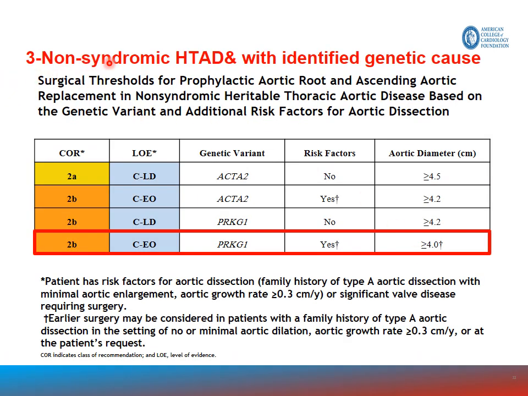What about non-syndromic HTAD with identified genetic causes? We have many indications according to the genetic variant, but the cutoff value could be as low as 4 centimeters if the genetic variant was BARC G1 and there is evidence of risk factors for aortic dissection.